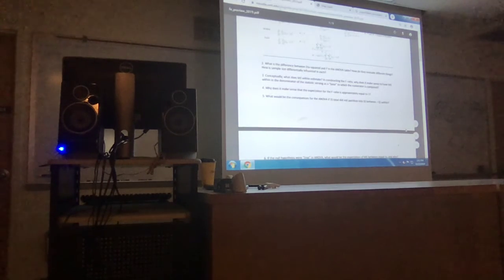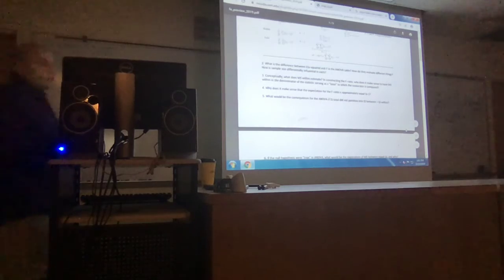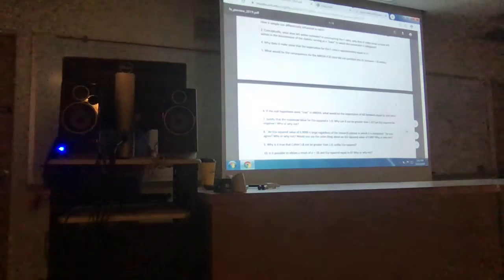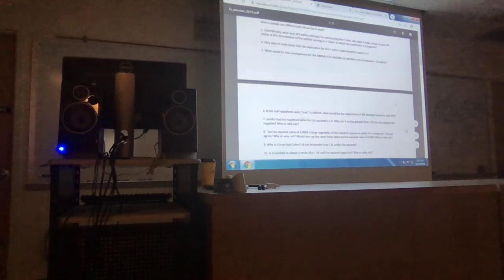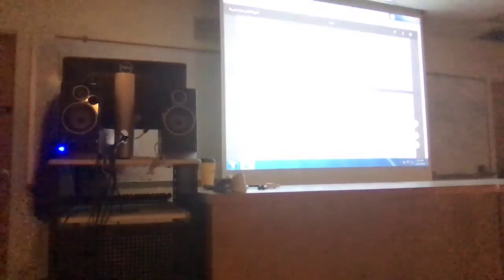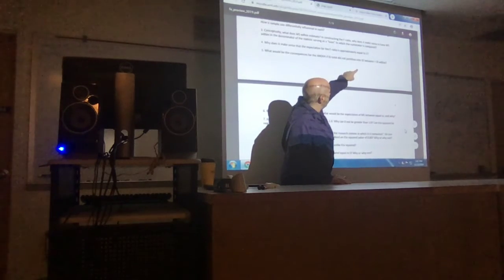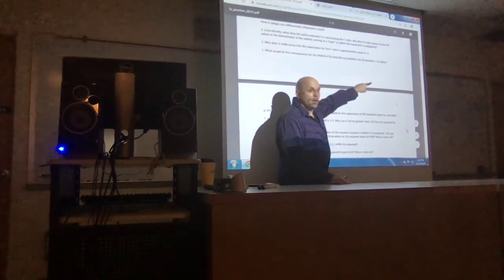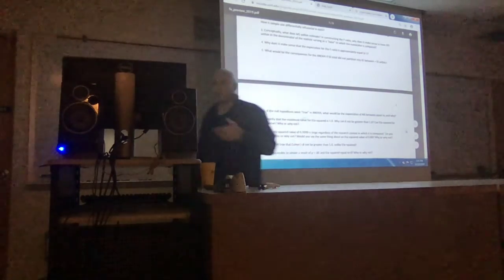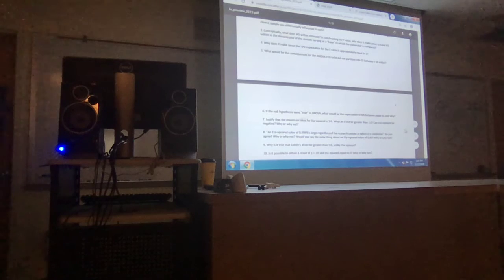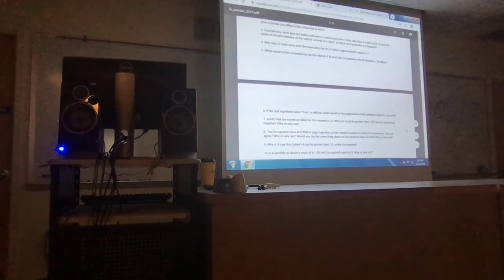What would be the consequences for the ANOVA if SS total did not partition into SS between and SS within? What would be the consequence? Why would that be a problem if that partition didn't work? It'd be greater than one. Yeah. If SS total was not guaranteed to partition into SS between plus SS within, what would be the problem with that? What would immediately go out the door? If that wasn't a guarantee for the partition, what becomes a really weird statistic to interpret? Eta squared, right?